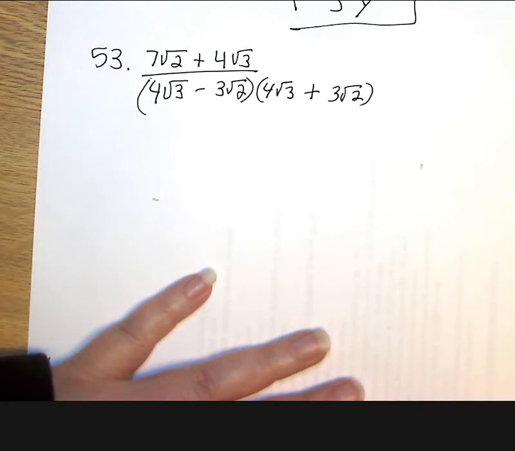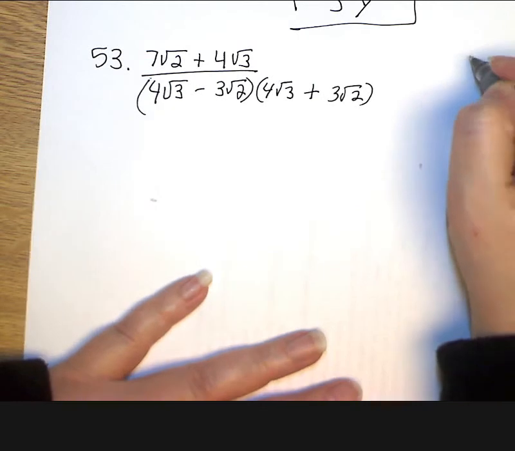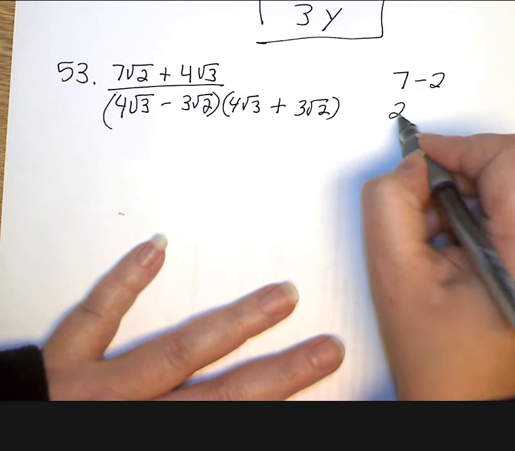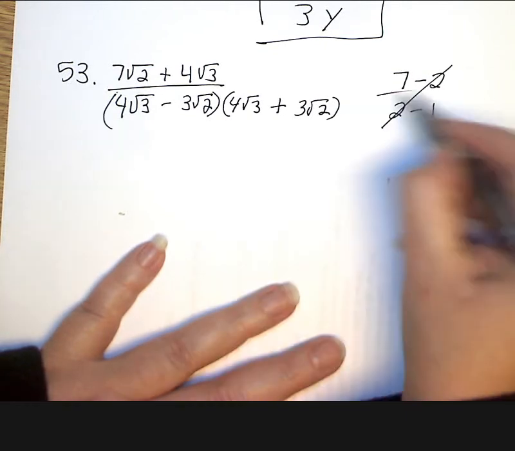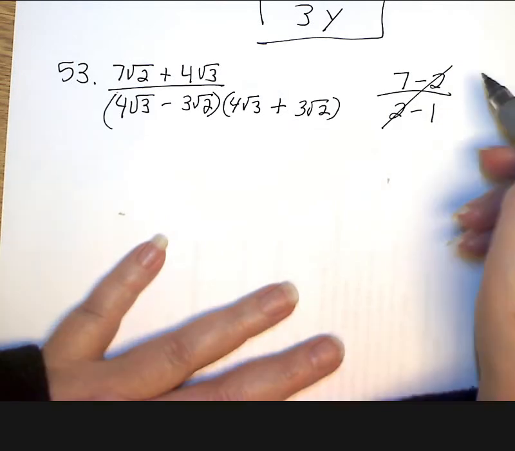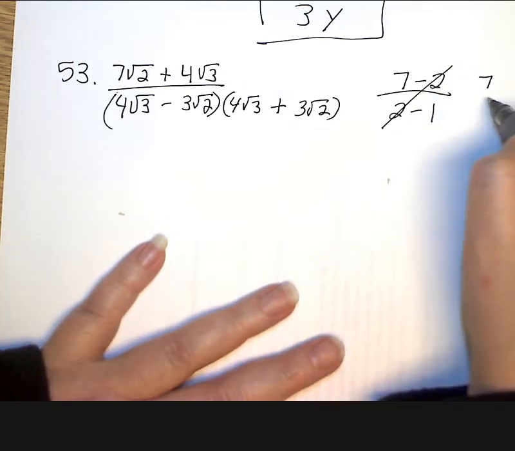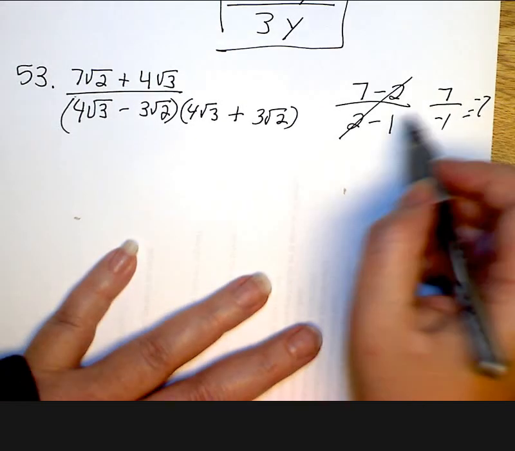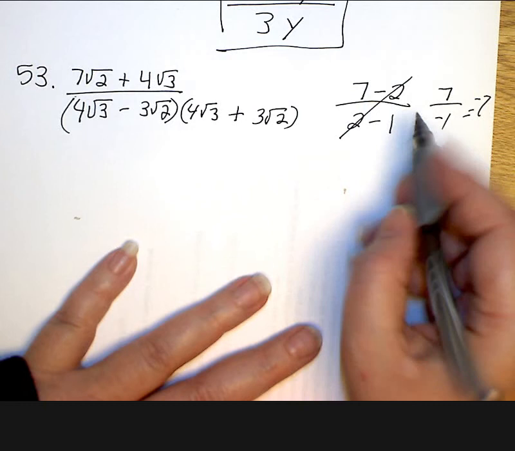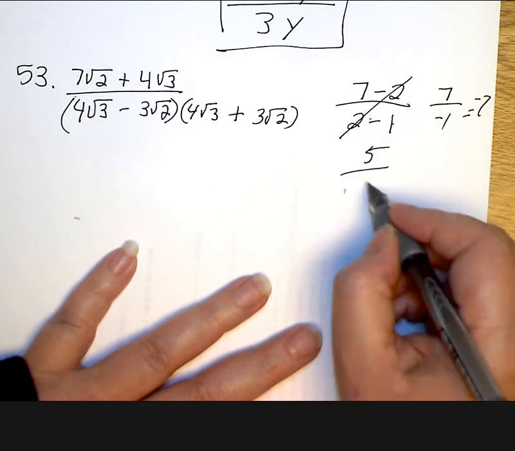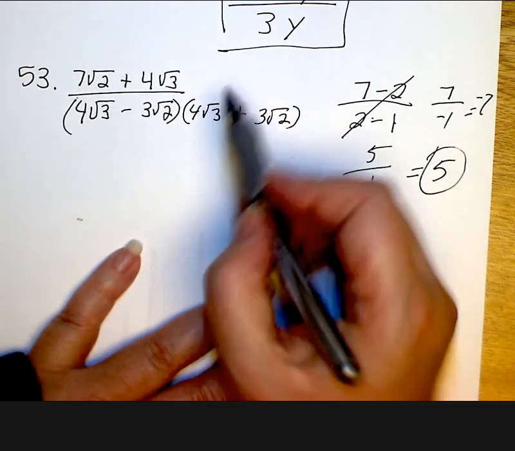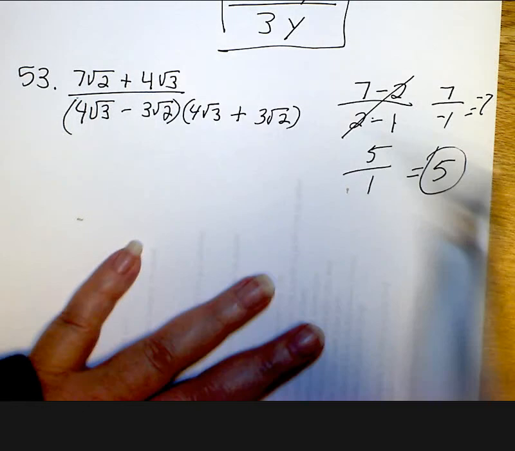There's one on top and one on bottom. Good question. If I had 7 minus 2 over 2 minus 1, and that was a division, will that be the same? So if I cross these out, I would have 7 over negative 1. So that answer would be negative 7. But the true thing was 7 minus 2, which is 5, and 2 minus 1, which is 1. So my answer really was 5. So you cannot cancel these out unless it's multiplication.